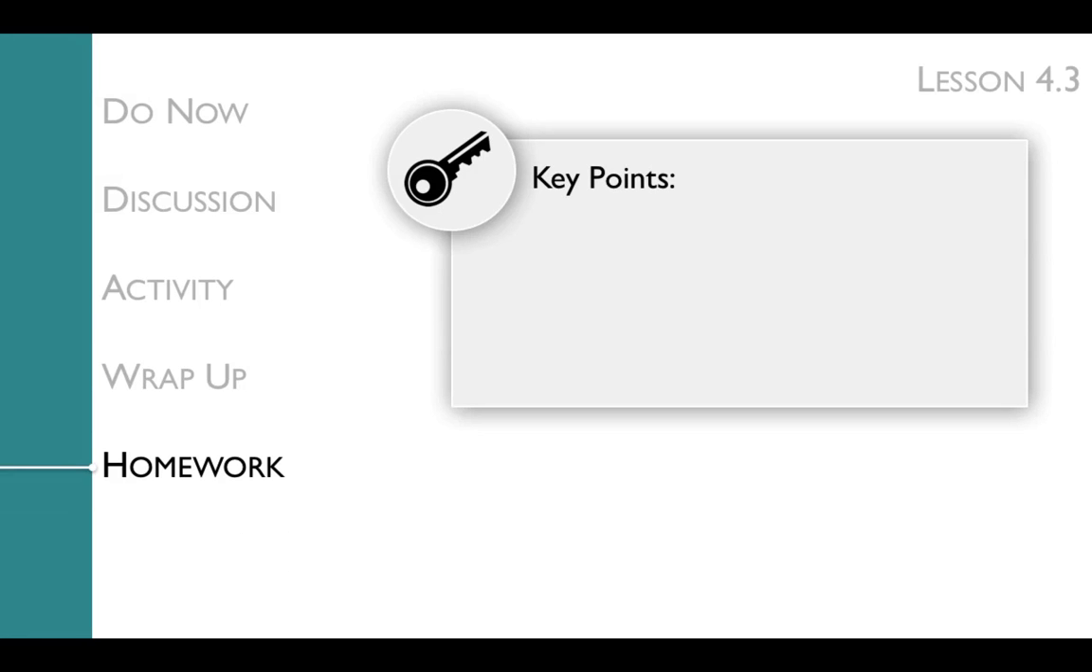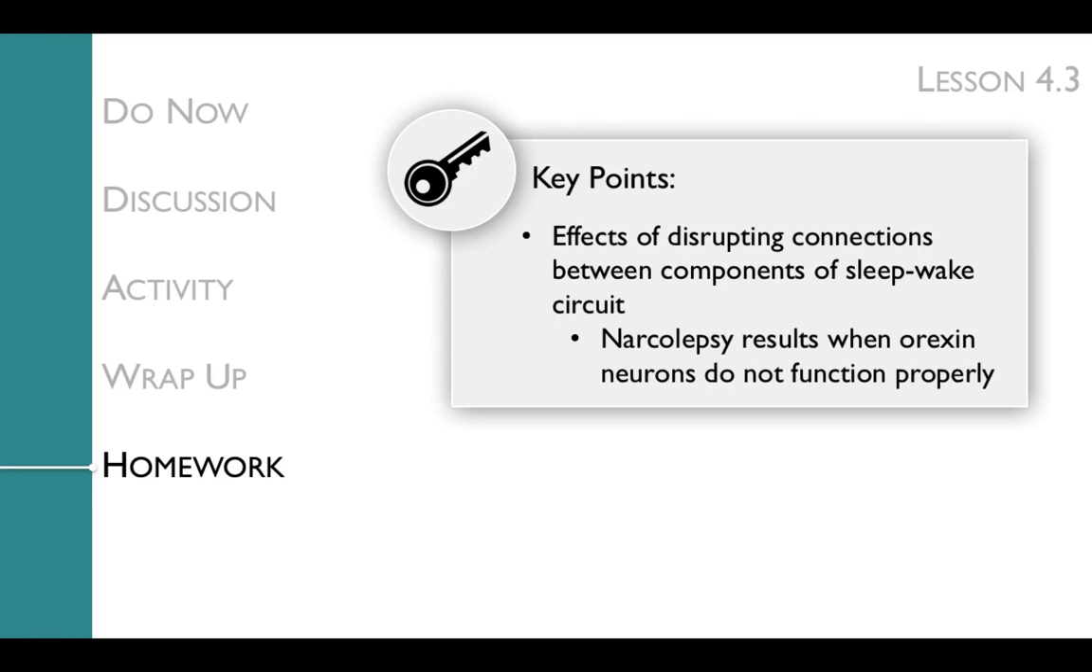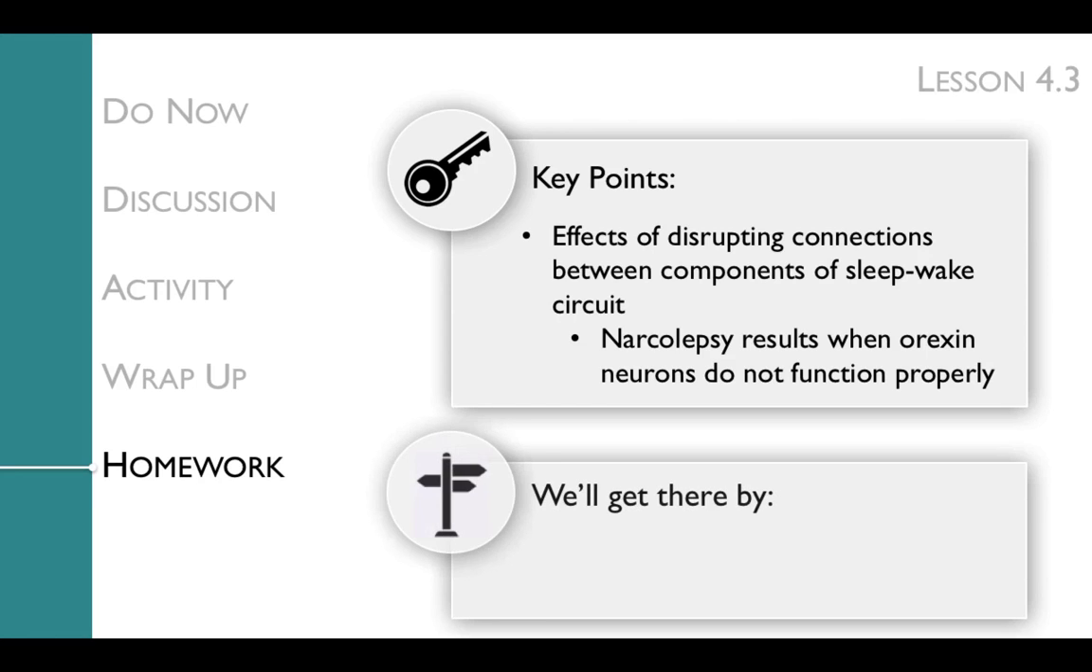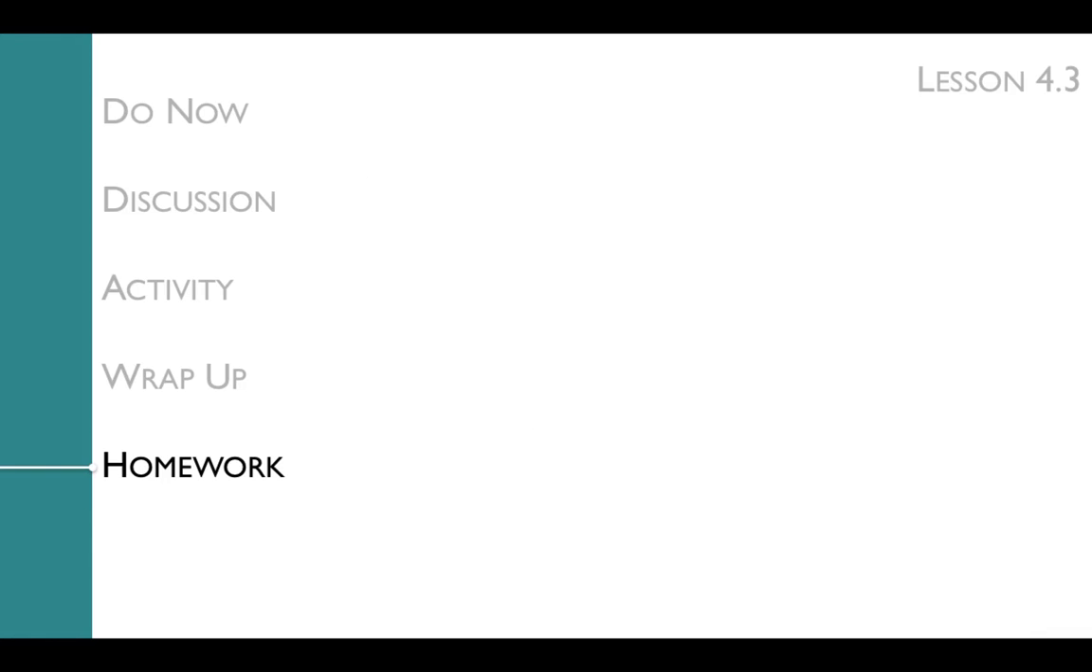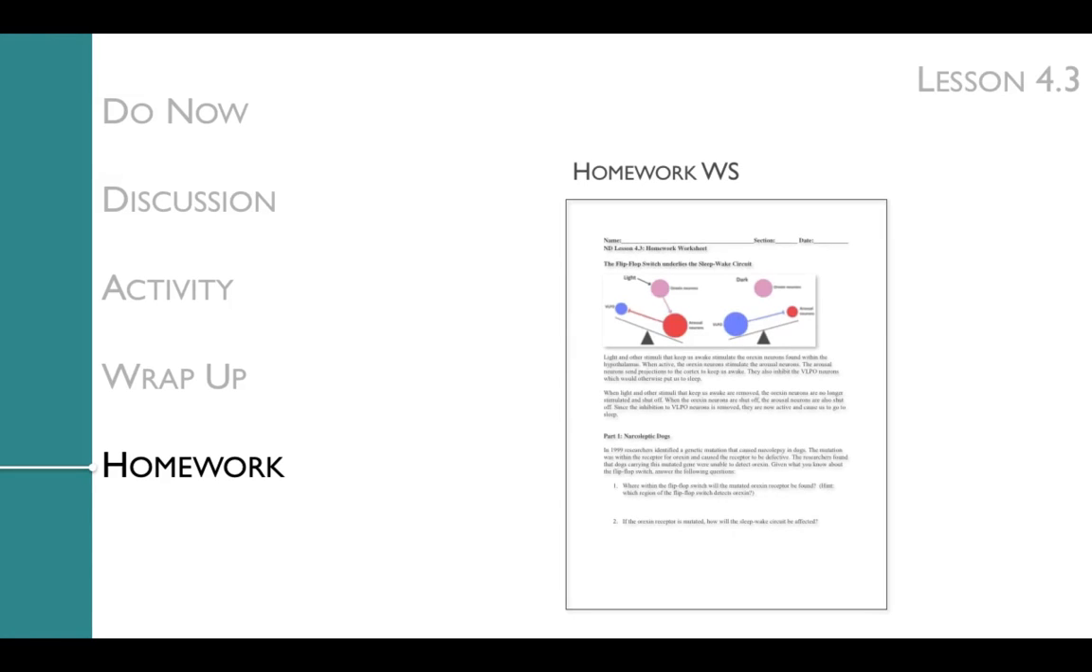The key point of the homework is again the effects of disrupting connections between components of the sleep-wake circuit, and specifically that narcolepsy results when orexin neurons do not function properly. We'll get to this key point by reading and analyzing original research articles. For homework, students will investigate what causes narcolepsy by completing a worksheet that includes readings and data from original research completed in mice, dogs, and humans with the disorder.